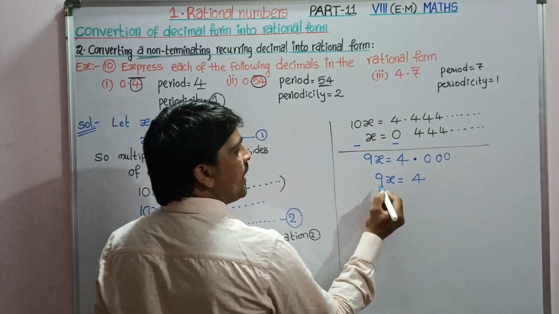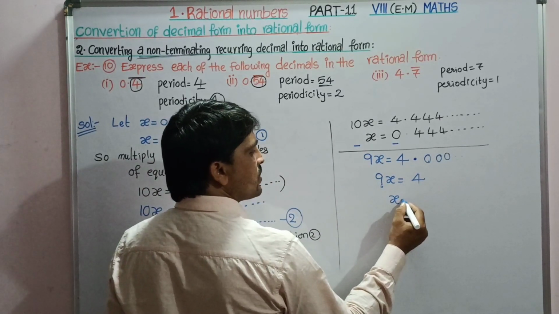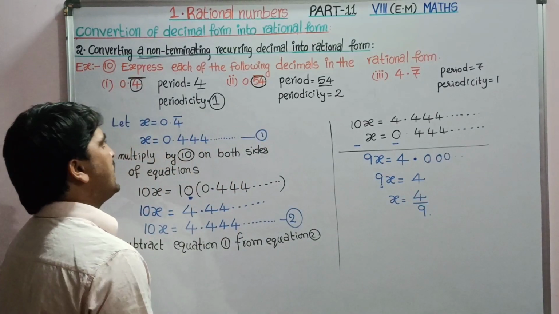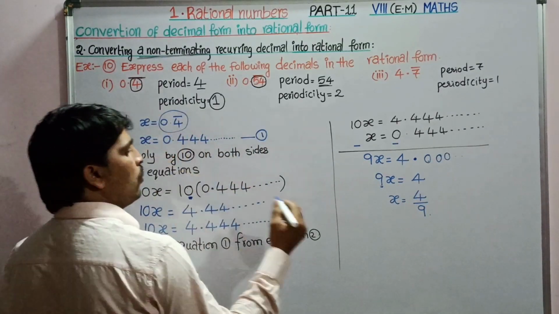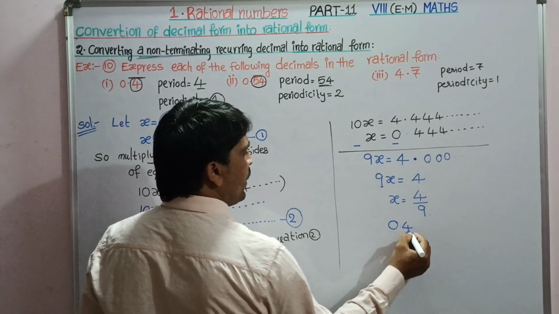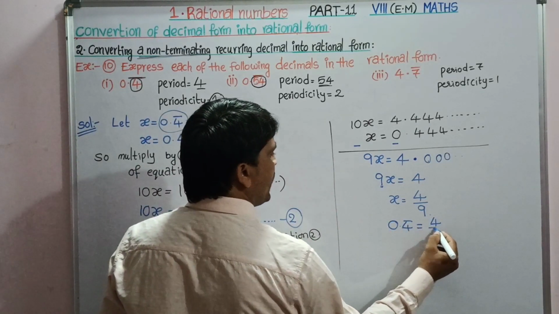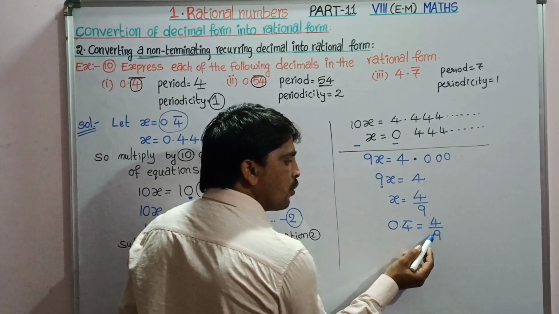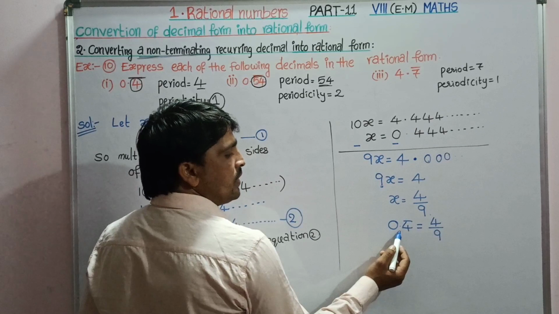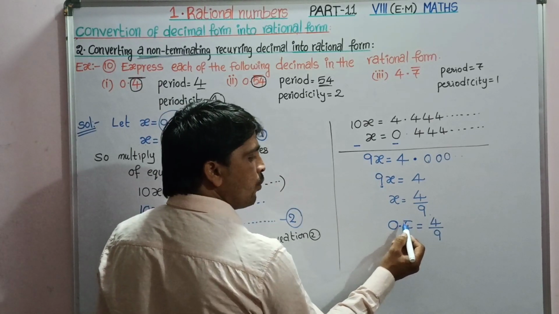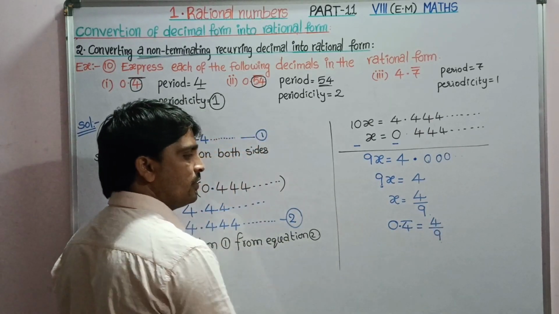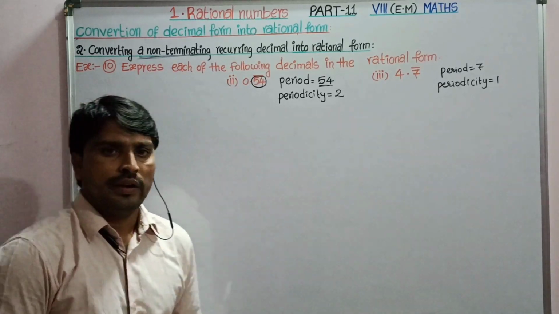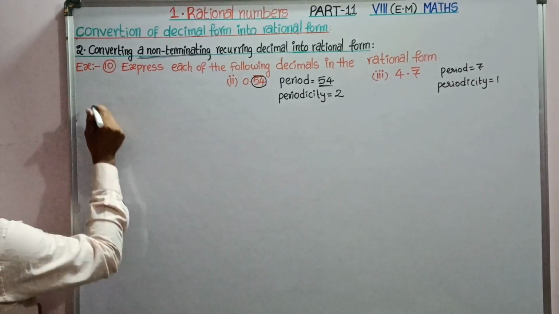Transform the multiplier 9 from LHS to RHS. We get x equal to 4 by 9. What is x actually? That is 0.4 bar. Therefore, 0.4 bar equals 4 by 9. So the rational form, or p by q form, of the non-terminating recurring decimal 0.4 bar is 4 by 9. Let us see the solution of the second one.